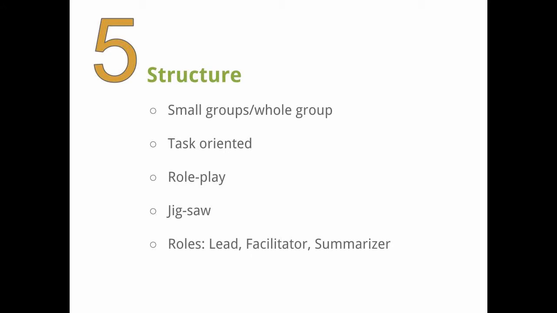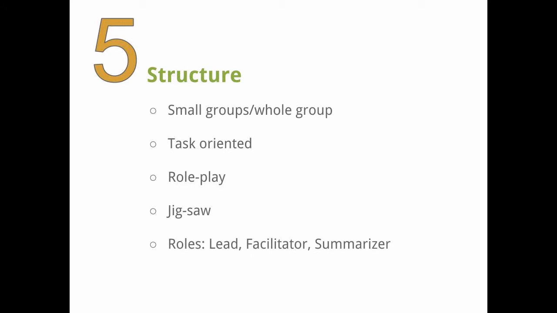Jigsaw is when different people come to the discussion with different pieces of information. So if you're studying a topic and one person's reading one chapter, one person's reading another chapter, and another person's reading another chapter, and then they're putting the information together. Each person has some of the knowledge they have to share, so they have to interact.